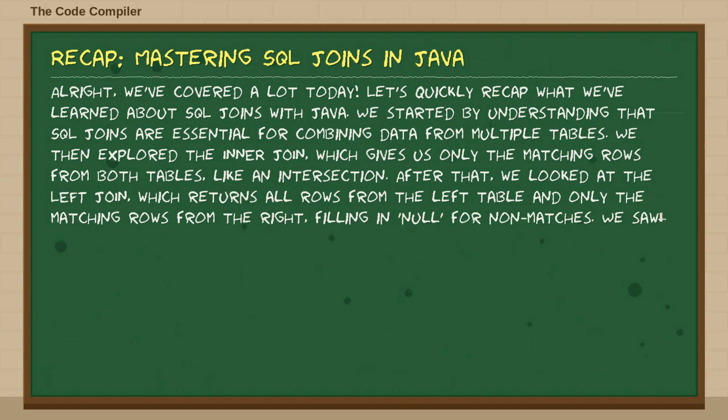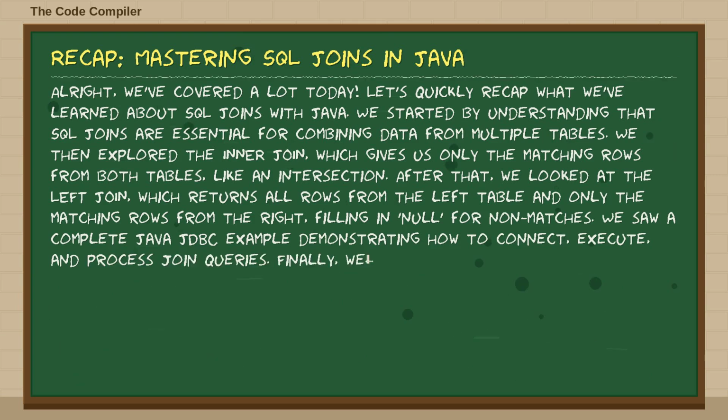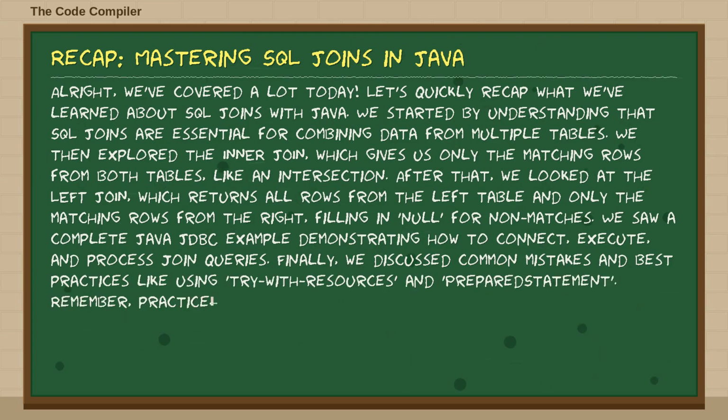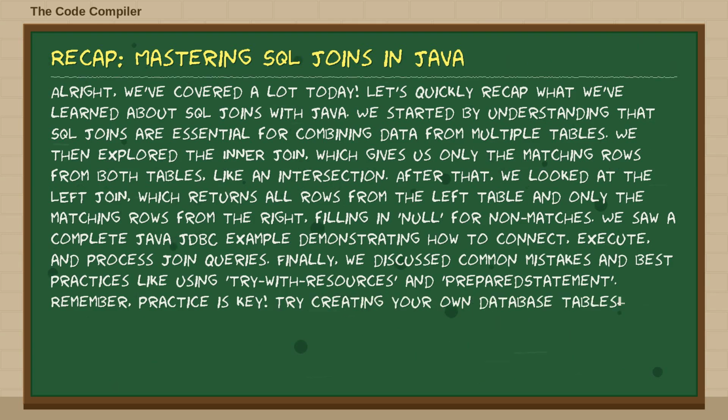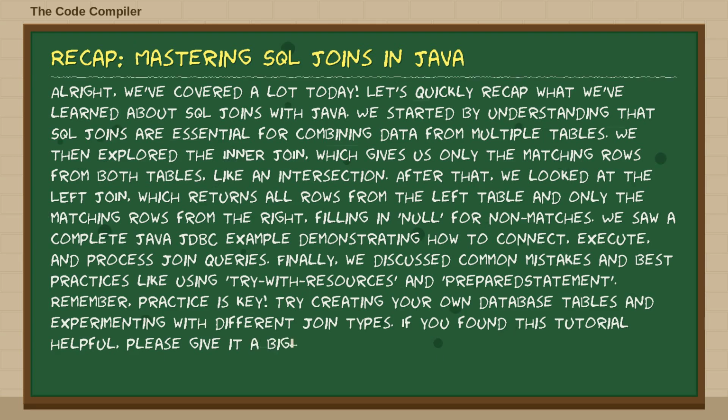We saw a complete Java JDBC example demonstrating how to connect, execute, and process join queries. Finally, we discussed common mistakes and best practices like using try with resources and prepared statement. Remember, practice is key. Try creating your own database tables and experimenting with different join types.